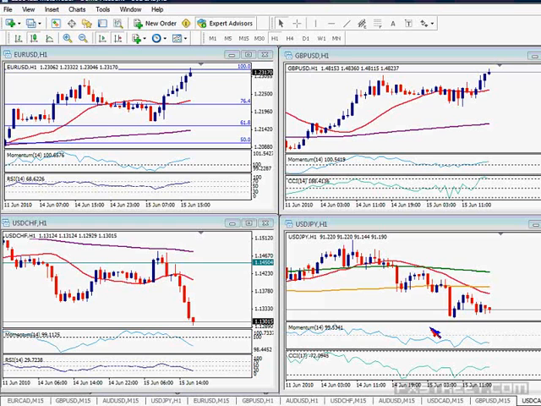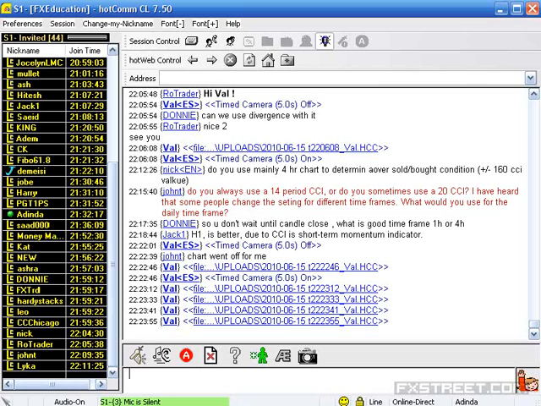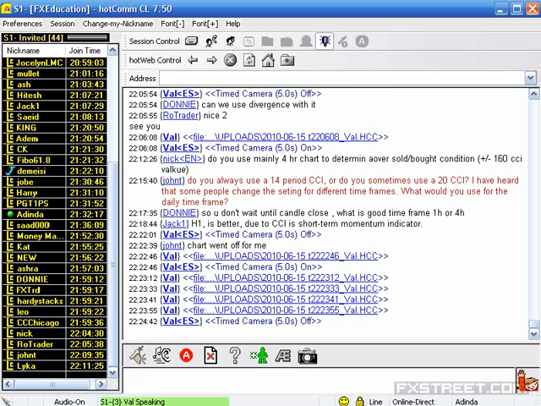So you don't wait until candle close with the time frame 1 hour per hour?